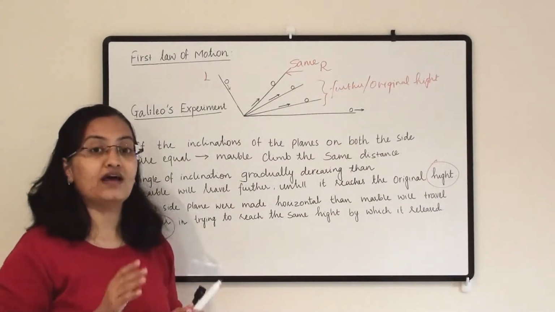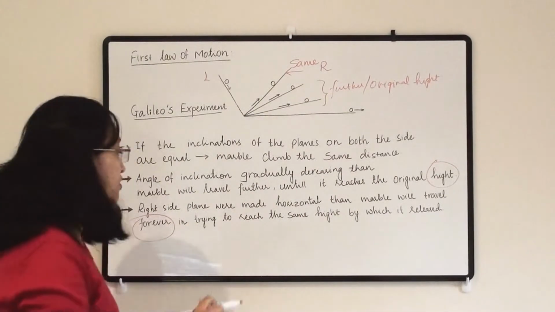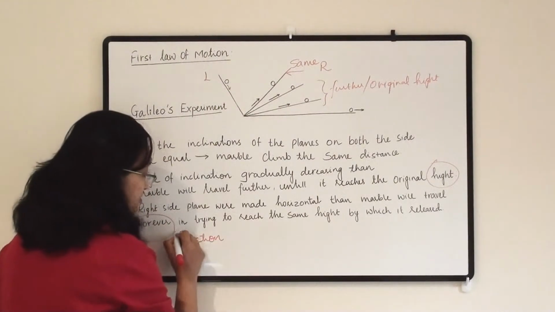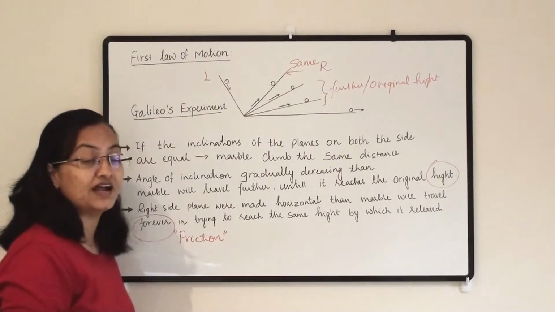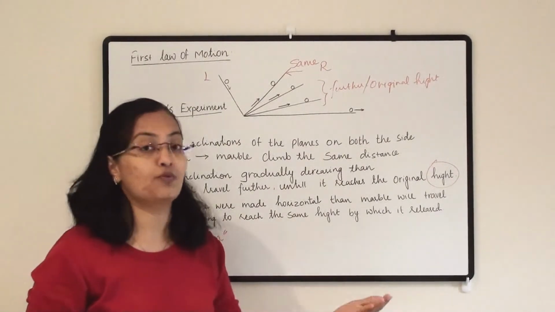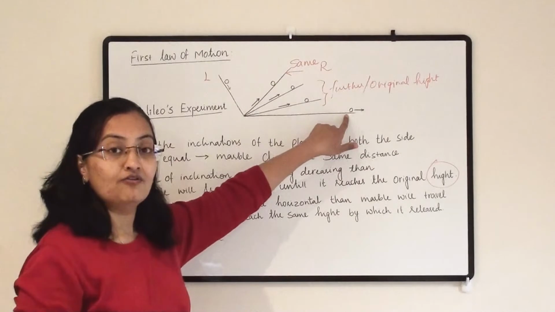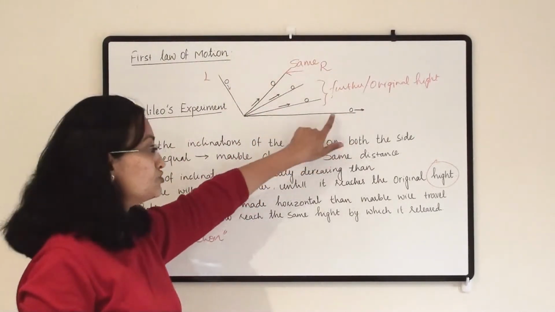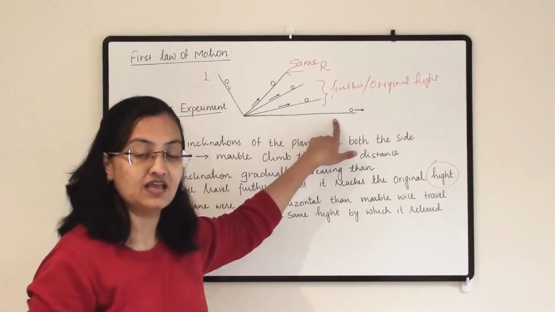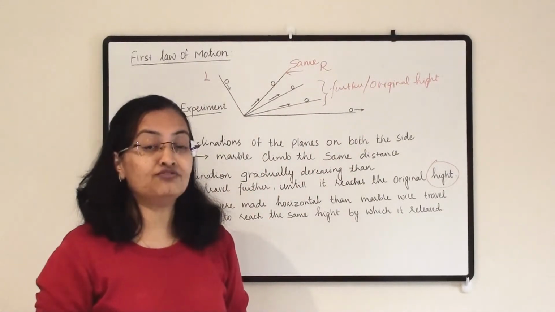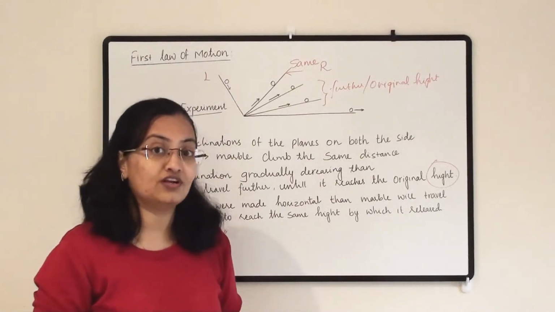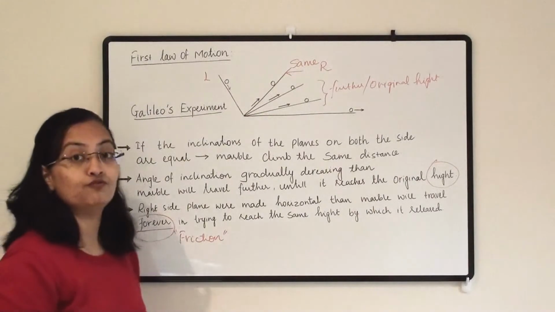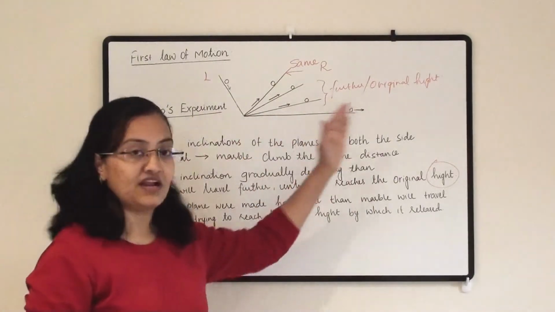But this will not happen in a practical situation because friction force will be applicable, and eventually this marble will stop. But this marble will travel farthest compared to all the above cases. In the ideal situation, if there is no unbalanced force or no friction force, then this marble will travel forever on the right side.